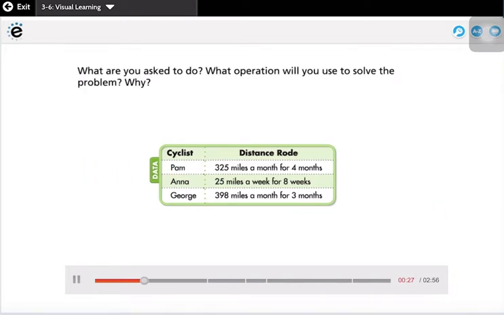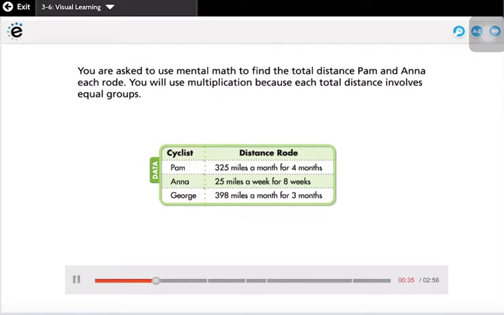What are you asked to do? What operation will you use to solve the problem? Why? You are asked to use mental math to find the total distance Pam and Anna each rode. You will use multiplication because each total distance involves equal groups.